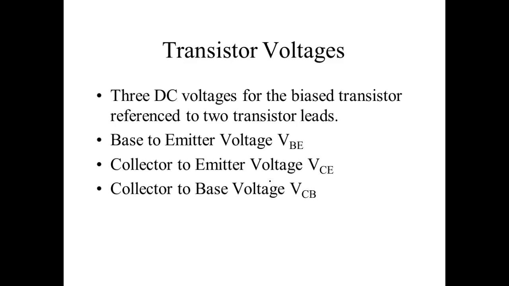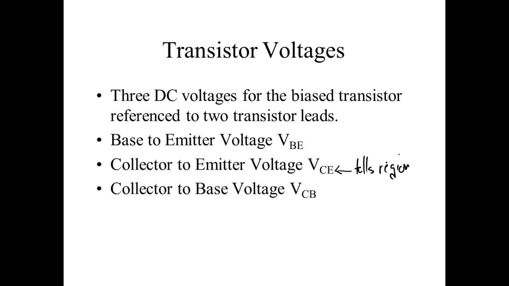Then we have these voltages, VBE, VCE, VCB, the most important being VCE. Why is this the most important? Because this tells us the region that the transistor is operating in, which means it tells us if the transistor is saturated, if it is cut off, or if it is in the active region.